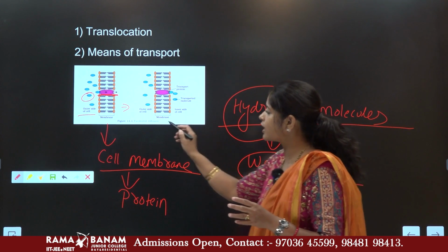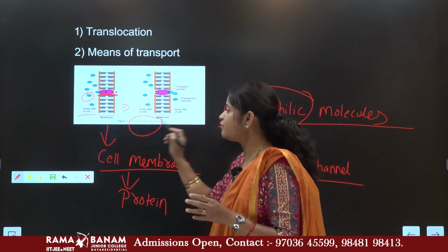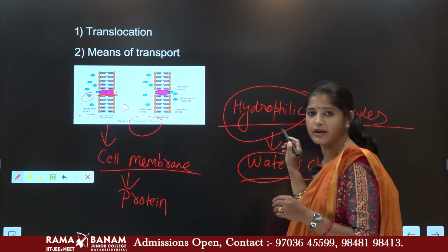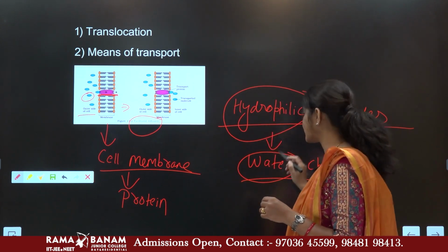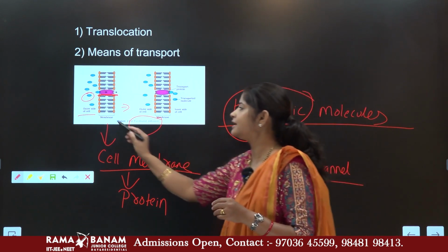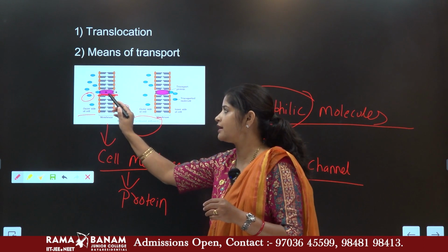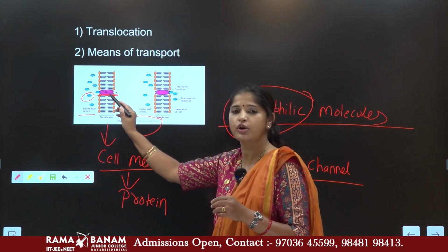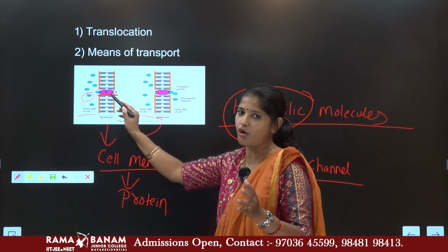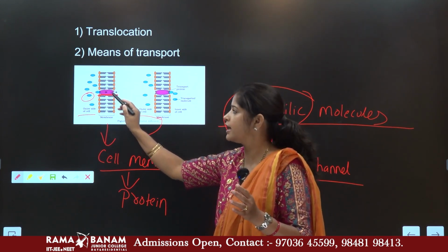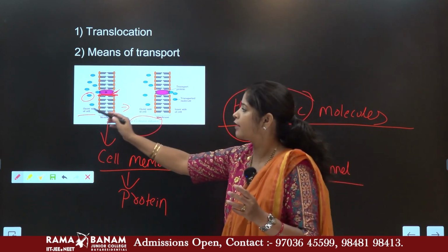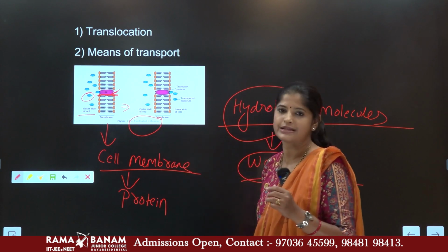Now, we are looking at facilitated diffusion. Why do we need facilitated diffusion? If the molecules are hydrophilic, water loving, then we need a protein, which is called a transmembrane protein, or it is also called a pump. If hydrophilic molecules are transported, then we need this protein. They will attach to this protein, and from the outer side they will come to the inner side.